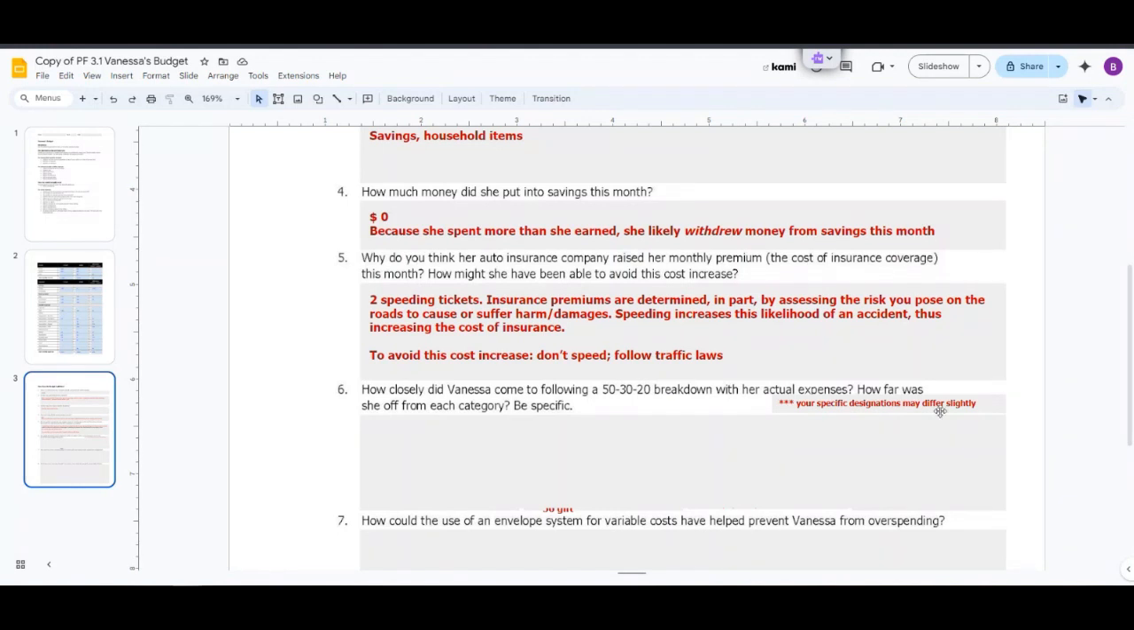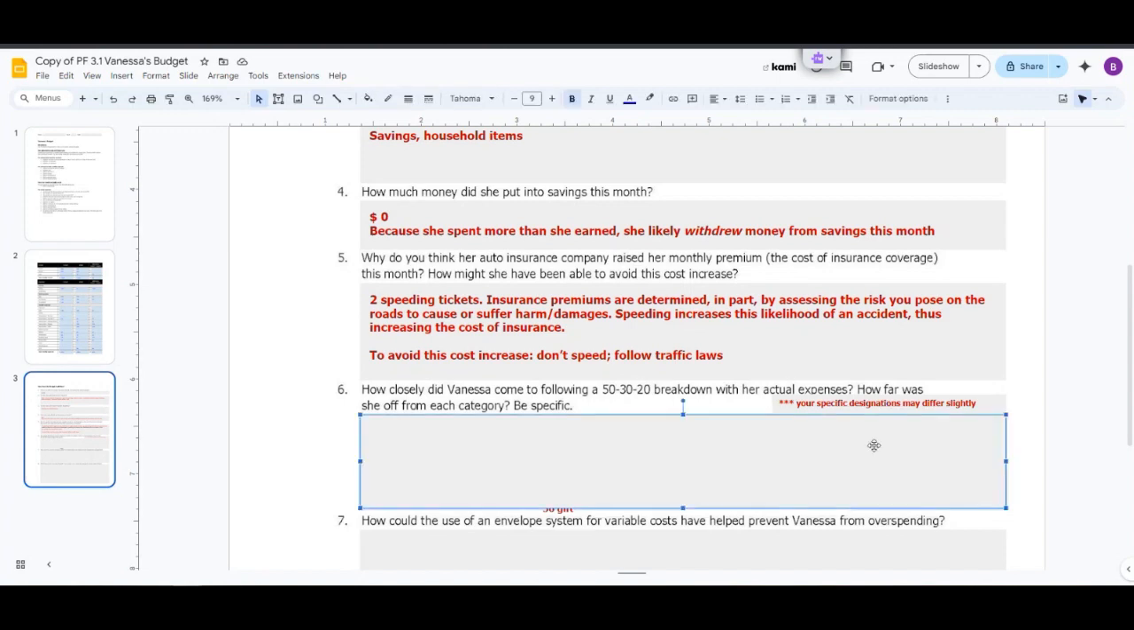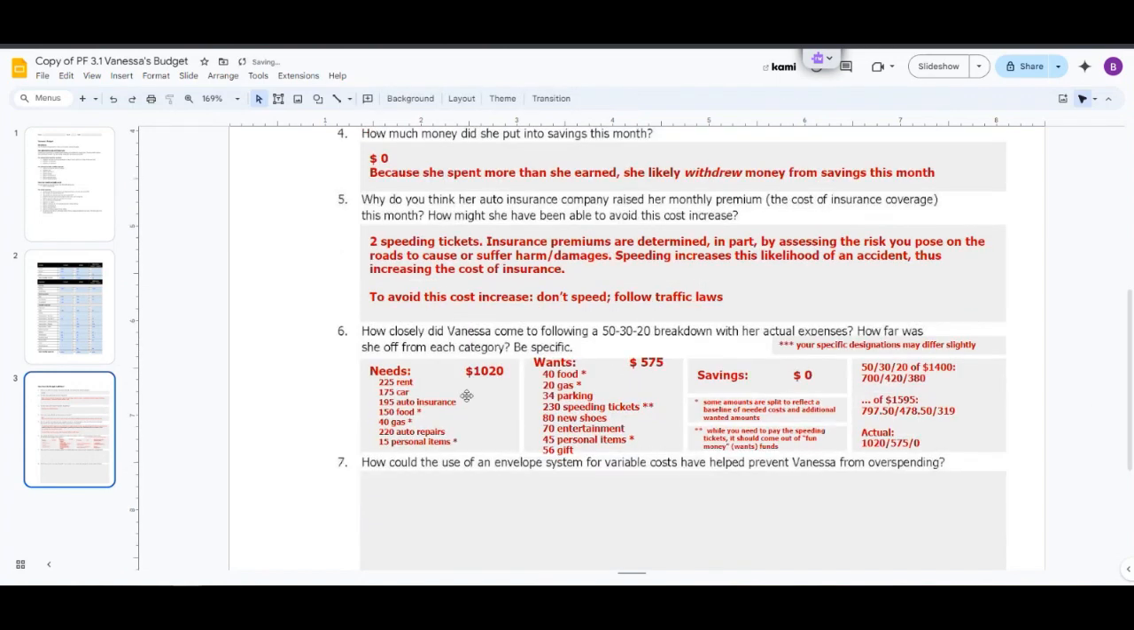How far was she off? So I've got a note here. Your specific designations, what you deem to be needs and wants and so on, might be slightly different. But here's how I broke it up. Needs, her rent, her car insurance, right? Costs to operate that car, gas, so on.